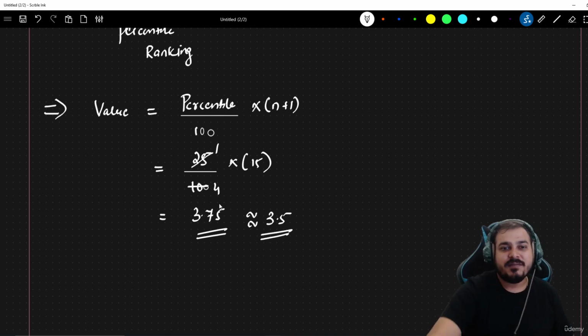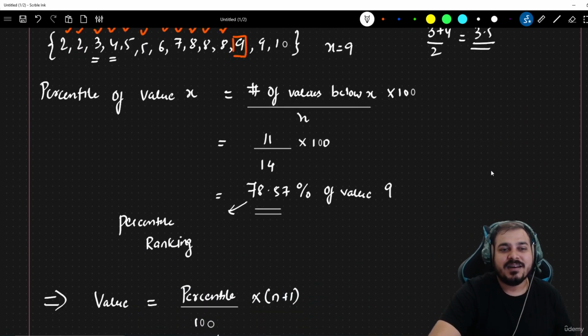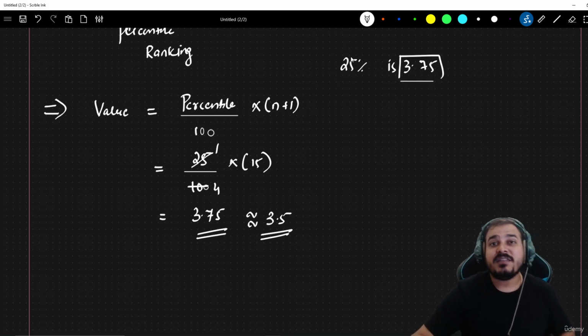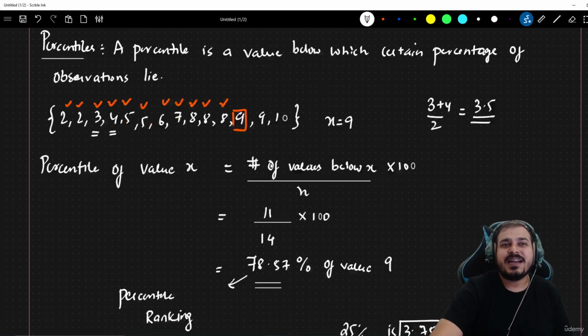Why did I not go with 3.75? Because there is no such value. 3.75 is equivalent to taking these two numbers, 3 and 4, and making an average of them, right? So 3.5 is basically the 25 percentile. That basically means if I calculate the 25 percentile ranking as 3.75, this indicates that 25% of the entire distribution is less than 3.75. Very, very simple, right? Now, I hope you have understood the basic idea of percentiles.